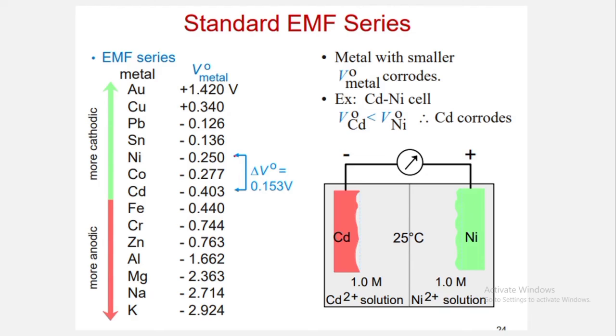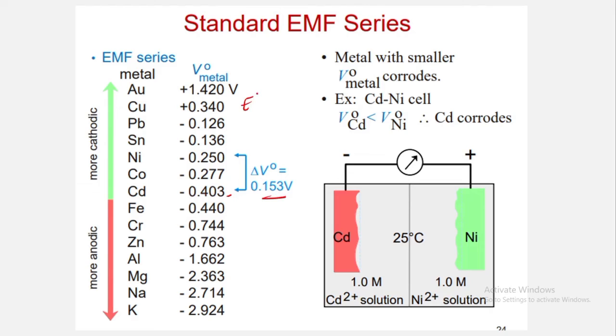So let's compare. Let's use nickel and cadmium. Let's see which one will be the anode and which one will be the cathode. From here, which one is more negative? The cadmium. So the cadmium becomes the anodic member, and the nickel becomes the cathodic member. If you want to find their E naught, you're going to get 0.250 minus 0.403, and you're going to get positive 0.153.